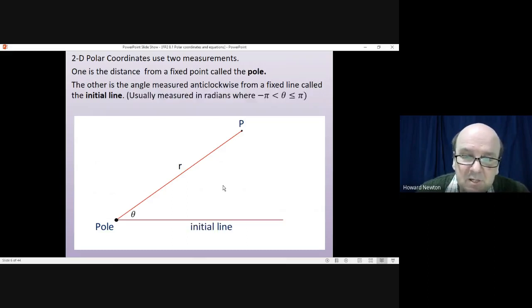So for example, the initial line could be here, and then what we want is the angle going anti-clockwise from the initial line until we meet the line joining the pole to our point. So this angle theta. It's usually measured in radians, and a bit like with complex numbers, it's usually taken to be between minus pi and plus pi radians. So plus if you're measuring anti-clockwise above the initial line, and minus if you are measuring clockwise underneath the initial line.